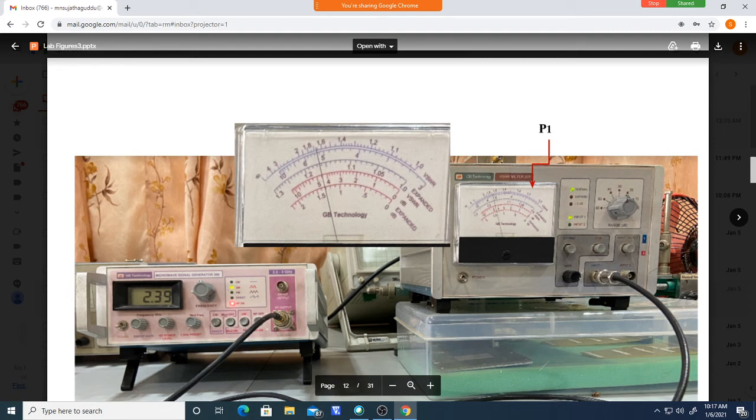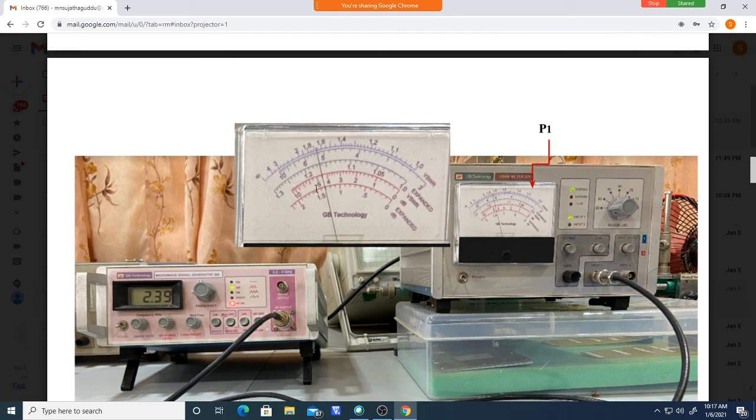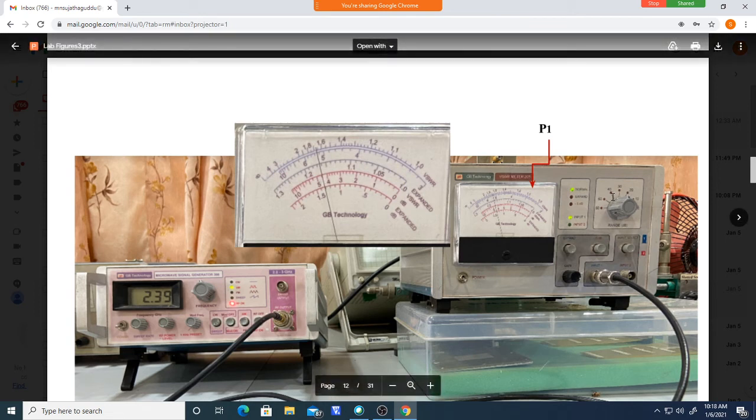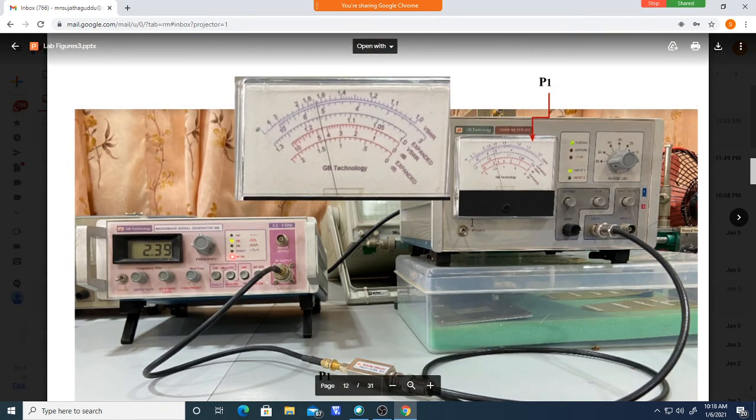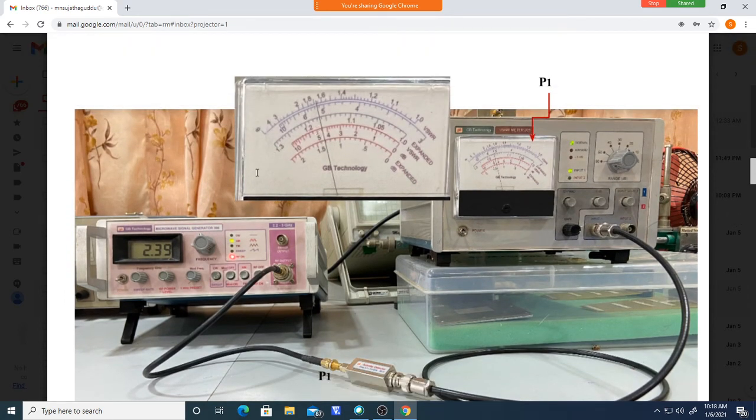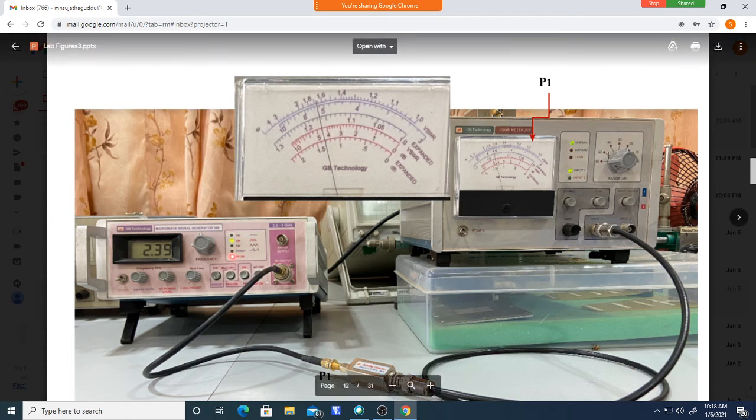Initially, always use the 40 dB range here. After that, based on the needle position, you change it. For example, at 40 dB you have switched on this power meter. If the needle goes rightmost, you select 30 dB, the higher range. That means the input power is high.